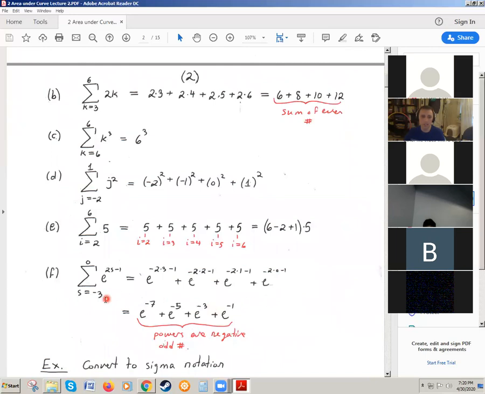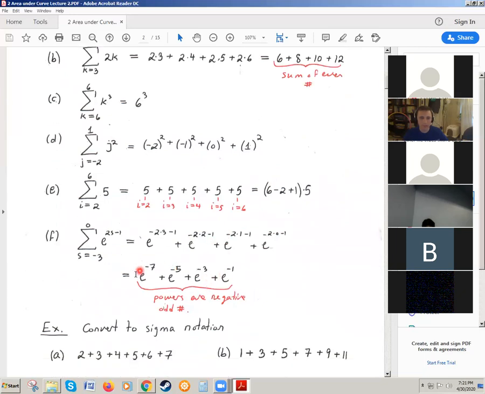So I start at -3. I put -3 here, then I write plus, and I upgrade s to something else. If you know programming a little, you say s equals s plus 1. It means upgrade the number to a number bigger than it. So it's just like an algorithm that tells you to first put a -3 here, then put a -2 here, then a -1, then a 0, and add those things up. And those powers are negative and odd.